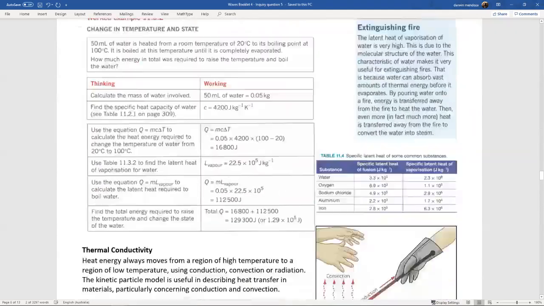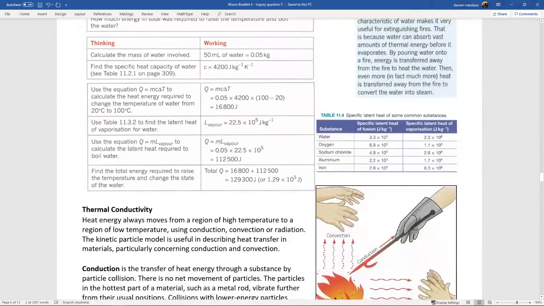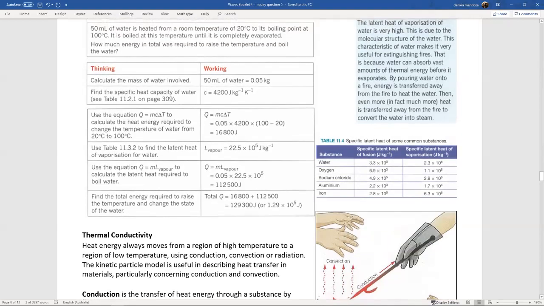But I've also included them down here, I'm pretty sure. Yeah, latent heat, water, 2.3. Yeah, they've used 2.25. It's about the same. That's all right. So that's the constant. So you multiply 0.05 by that constant. That gives you this value. It takes 112,500 joules to convert the 0.05 kilogram ice block into water.